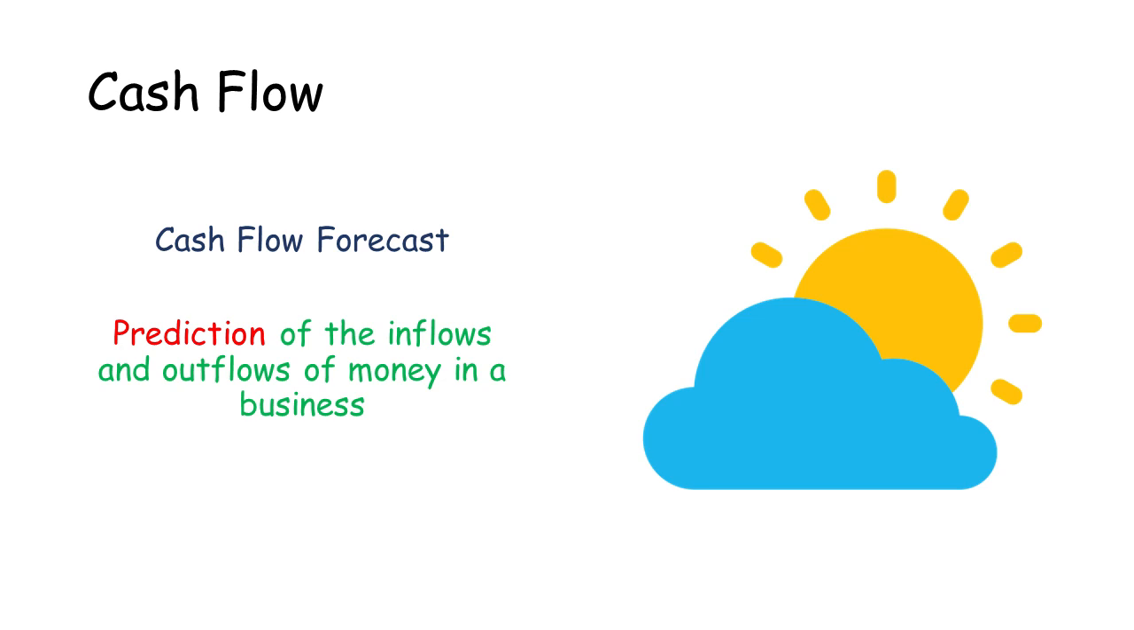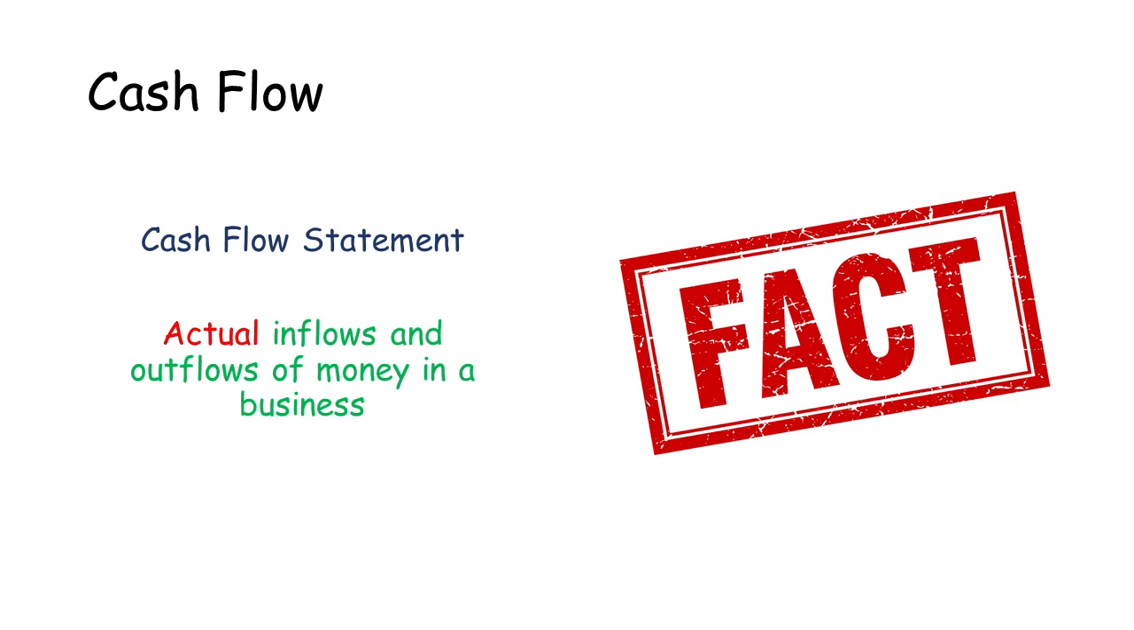But a cash flow forecast is a prediction of the inflows and outflows of money in a business. Prediction is the key word. Just think about forecast like a weather forecast. Cash flow statement will be the actual inflows of money out of a business because it's a fact. It's what's actually happened. So there's your difference between a cash flow forecast and a cash flow statement.